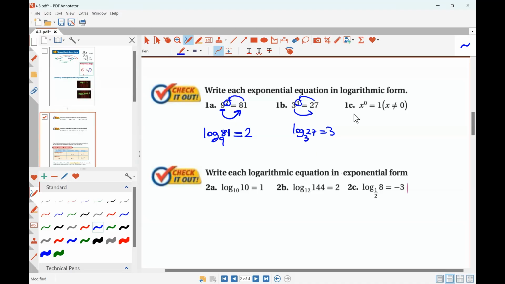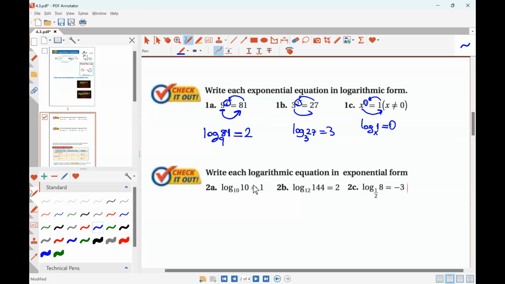Same idea, it doesn't matter whether we have numbers or letters or variables, we do the same. Log base x is the exponent, keep the exponent as subscript, of 1, write 1 right beside log, equals, come back for the exponent, 0. And that's it.